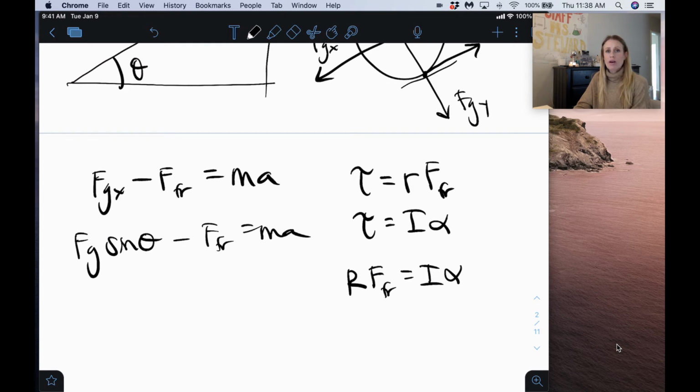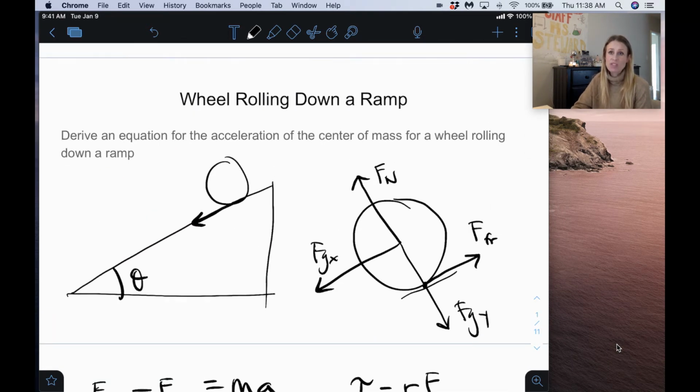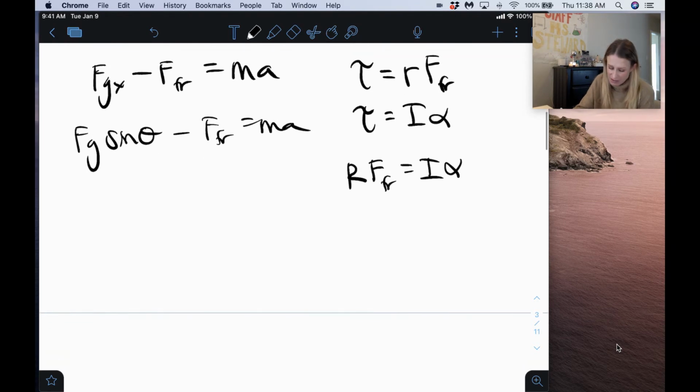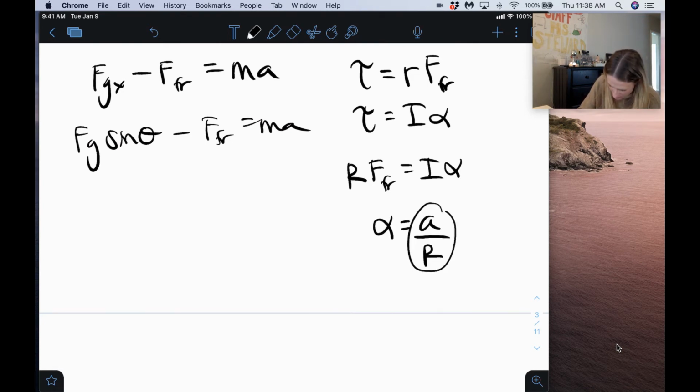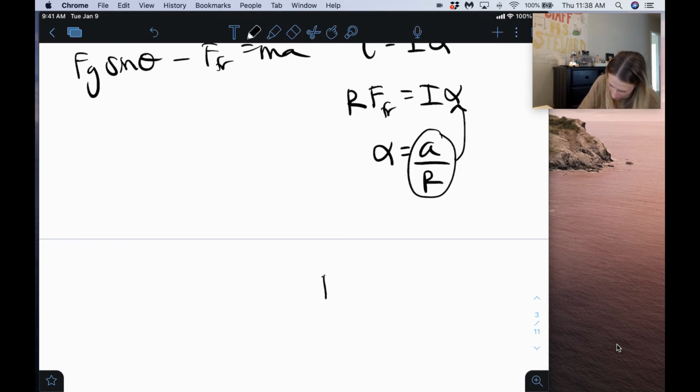And then, of course, we are solving for the acceleration of the center of mass. So we're solving for linear acceleration here. So because of that, we want to plug in an expression for angular acceleration that relates it to linear acceleration. So we get angular acceleration equals linear acceleration divided by radius. We're then going to plug that in for our angular acceleration there. And we end up getting R times F of friction equals I, our rotational inertia, times acceleration divided by radius.